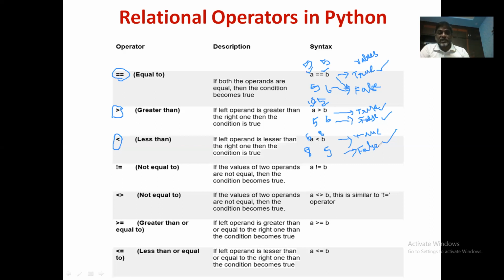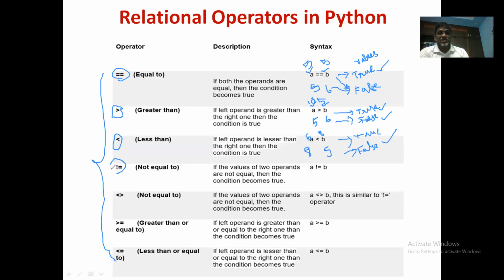What you need to understand is every relational expression. So what is a relational expression? Any expression that involves one of these relational operators is called a relational expression. So every relational expression returns a Boolean value, either true or false. Let us continue with the remaining also.